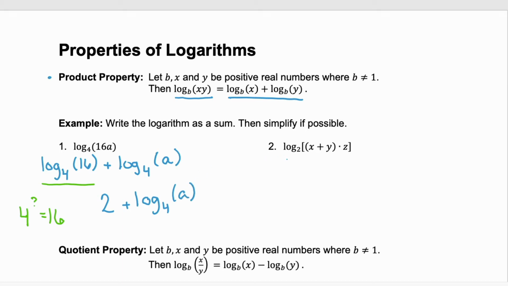Let's look at example 2. Here, our argument is x plus y times z. Be careful. The product property tells you can separate arguments that are multiplied together. So the two arguments we're separating are x plus y and z. That'll give us the first log of log base 2 with the argument x plus y plus log base 2 of the argument z. We cannot separate that log base 2 of x plus y. We don't have a property for that.